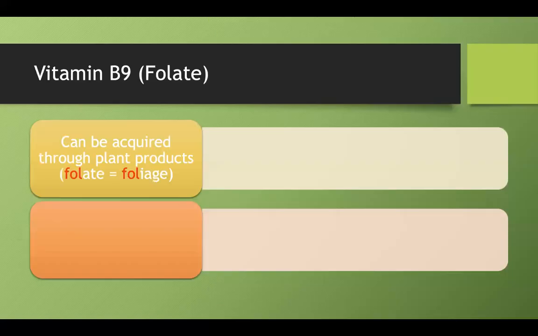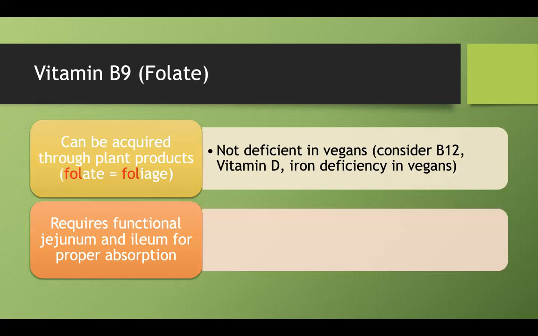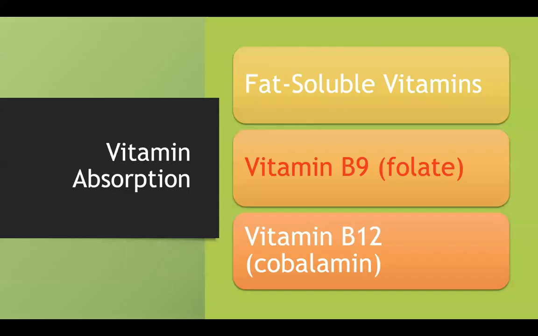Vitamin B9, or folate, is usually acquired through plants. You think folate is foliage. And so you don't get a deficiency in vegans. In vegans, you need to consider B12 because it's an animal product, vitamin D, and iron deficiency, but they usually don't have a folate deficiency. And you usually need the jejunum and ileum to be working in order to properly absorb it. Folate deficiency is somewhat rare, though. The condition that I think they test folate deficiency on most is tropical sprue, which we discuss later. But folate, to be honest, is not as high yield.